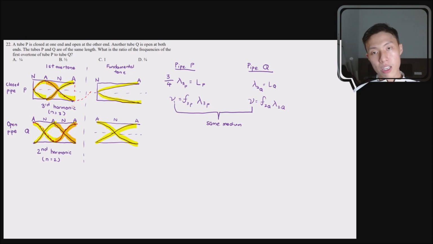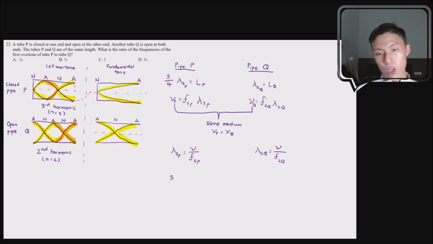Because they are in the same medium, you know that pipe P and pipe Q should have the same wave speed, or wave propagation speed. Okay, so now we can replace lambda 3P to be equals to V divided by F3P, whereas lambda 2Q can be equals to V divided by F2Q. Okay, so now perform substitution.